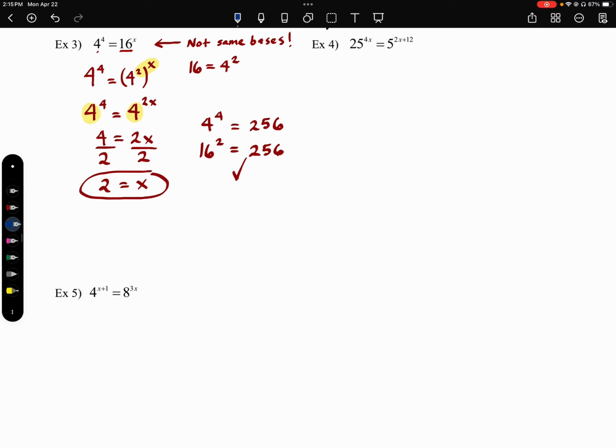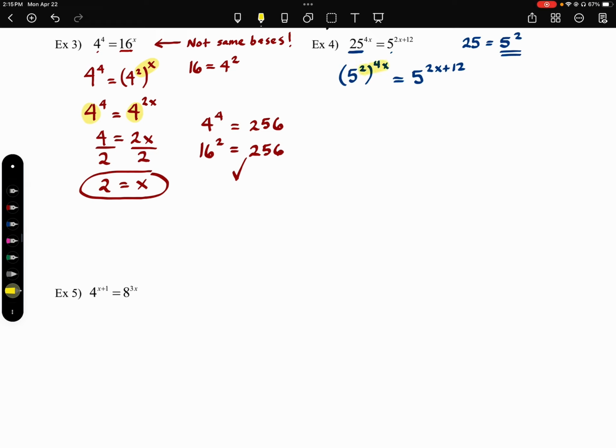Example 4, we have 25 to the power of 4x equals 5 to the power of 2x plus 12. So in this case, again, we do not have the same bases, so we're going to need to change one. Let's look at the bigger base. Can we rewrite 25 as 5? I think we can. 25 is the same thing as 5 squared. So we're going to substitute that in for our 25. So we'll say here 5 squared to the power of 4x is going to equal 5 to the power of 2x plus 12.